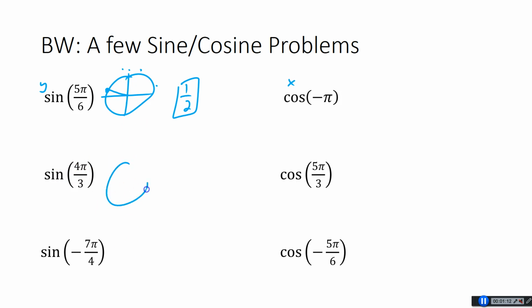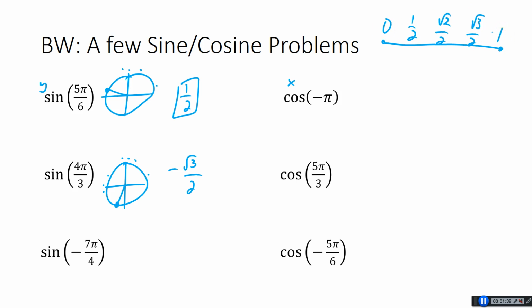Sine of 4 pi over 3. When I see 4 pi over 3, I think of 8 pi over 6. 1, 2, 3, 4, 5, 6, 7, 8 is right down here. There's our 4 pi over 3. Sine there is the longer value, and it's below the x-axis, so it's negative root 3 over 2. I'm talking about the long and the short value. Remember, the order of sine and cosine is 0, 1/2, root 2 over 2 is what happens at the pi over 4s, that's where they're the same, then root 3 over 2, and then 1. That's the maximum we can have.